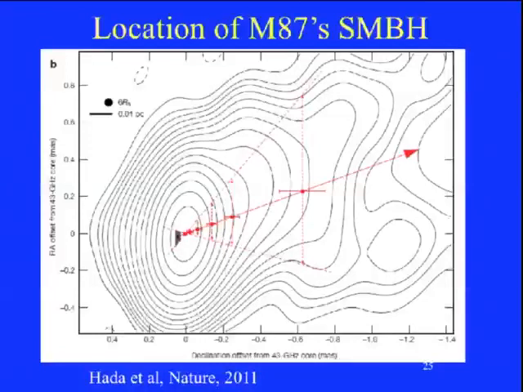You need to get higher frequencies to go deeper. But what was missing here was the size right at the throat, because the minimum size they got was about 20 or 30 Schwarzschild radii. That's pretty big compared to the black hole. But we were able to find the size of the actual foot point of the jet.